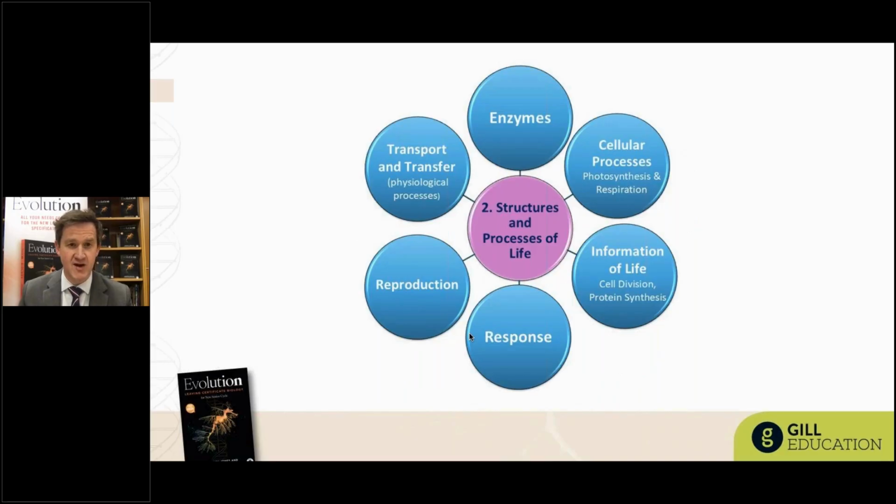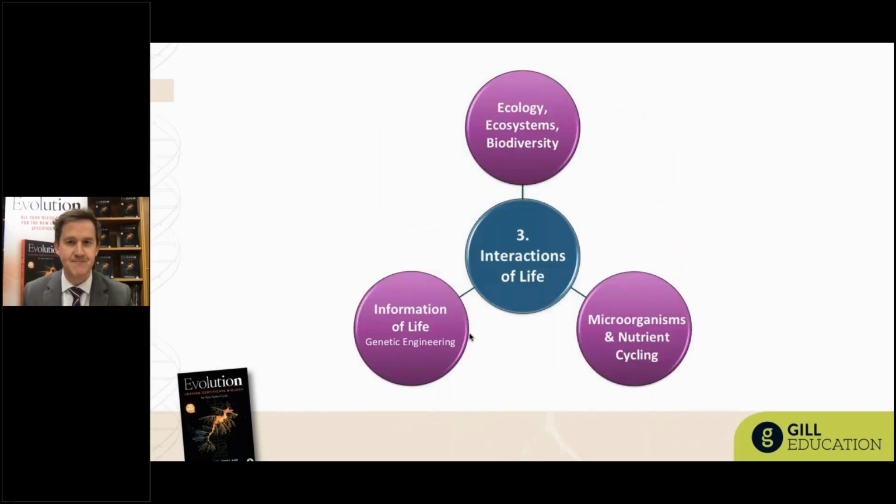Then we have the second strand, the largest of the strands, structures and processes of life. This looks at things like enzymes, cellular processes like photosynthesis and respiration, transport and transfer, so looking at physiological processes like, for example, transport in plants, transport in humans, reproduction, both plants and humans and animals, response, so again, plant responses and animal responses, and the information of life as well, cell division and protein synthesis. Now you notice that the information of life has cropped up again here.